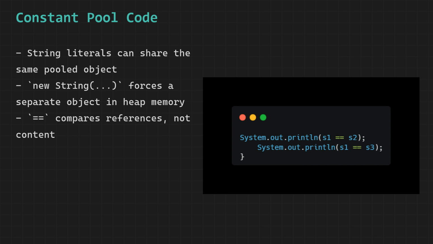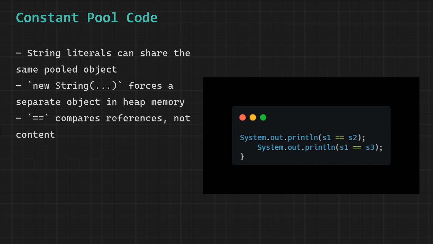S1 is created using a string literal. When Java sees this line, it goes and checks the string constant pool. The pool is empty at this point, so Java creates a new entry for Java in the pool and points S1 to that entry. S2 is also created using a string literal with the same text, Java.